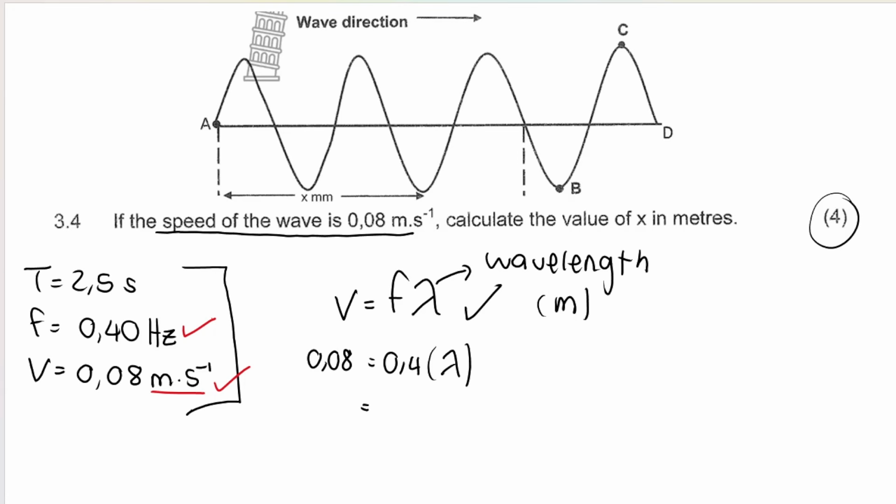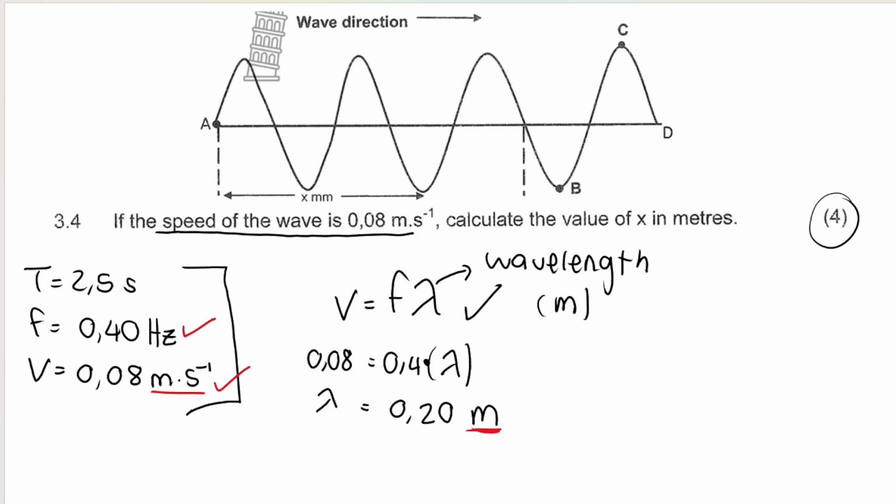How do you get wavelength by itself? This is times 0.4. So you must say 0.08 divided by 0.4, because divide is the opposite of times. And these are being times. So the wavelength is 0.2 meters. Now you might think, cool, I'm done with the question. I worked out the meters thing.